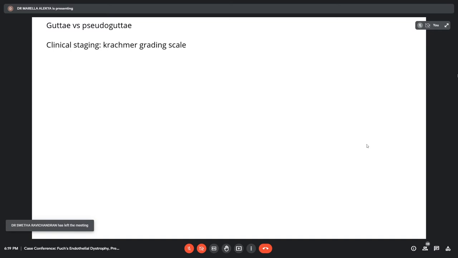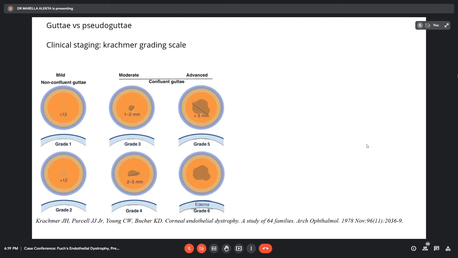The Krachmer grading scale is used to grade guttae. Grade 0 is less than 12 central non-confluent guttae. Grade 1 is greater than 12 central non-confluent guttae. Grade 2 is 1 to 2 mm of central confluent guttae. Grade 3 is 2 to 5 mm of central confluent guttae. Grade 4 is greater than 5 mm of central confluent guttae. And grade 5 is grade 4 with stromal edema with or without epithelial edema. Then what are pseudo guttae?